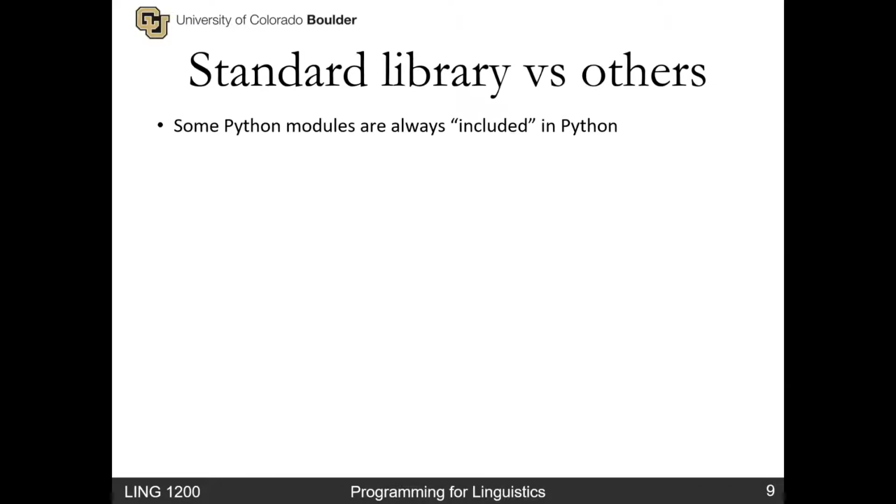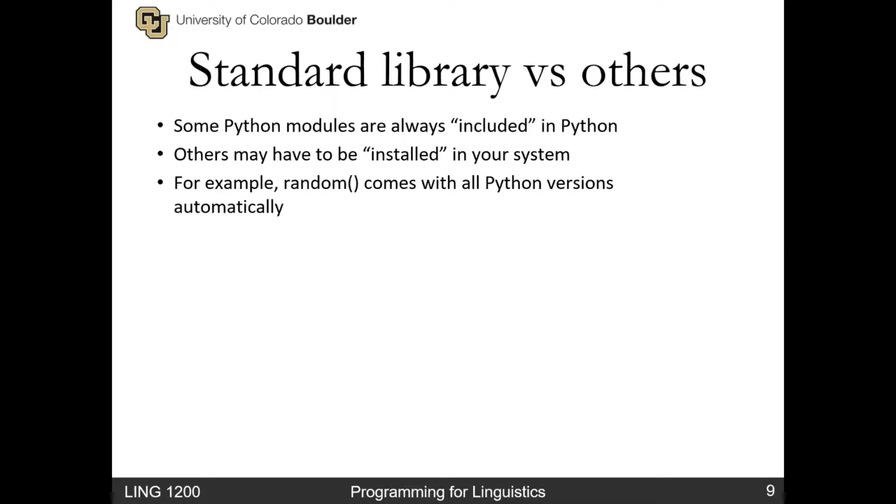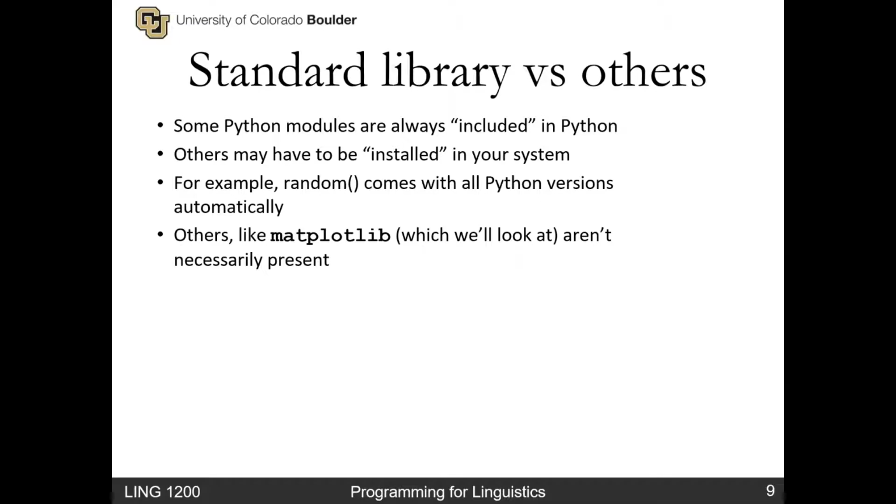So here's the thing. Some of those modules that you import are always included in Python. They get downloaded and installed when you download and install Python on your computer. Others that are being built or have been built or may be built have to be installed in your system. So random comes with all Python versions automatically. You get it whether you like it or not, so you just have to import. But there are some other ones, such as matplotlib, which is a module we're going to look at a lot in the coming weeks. They're not necessarily present when you download your Python.